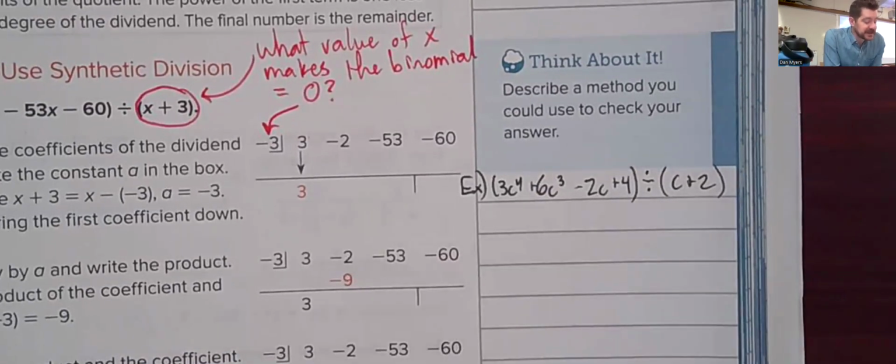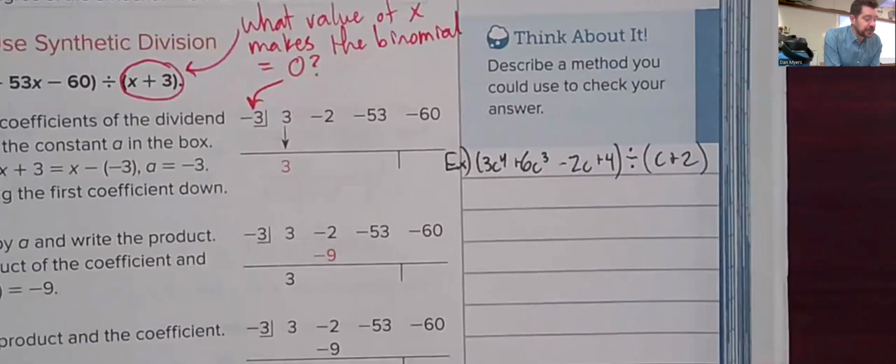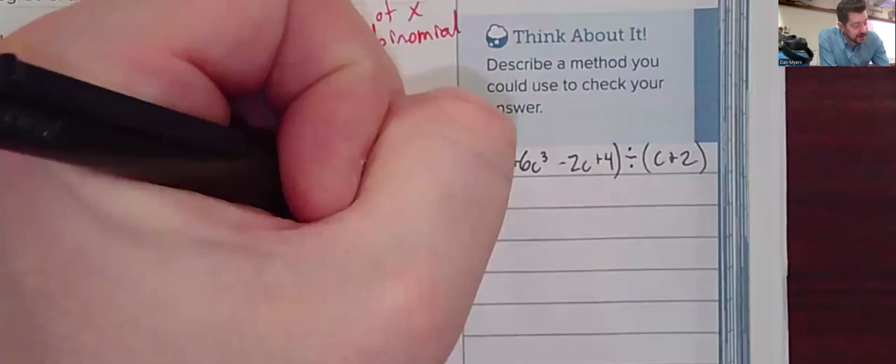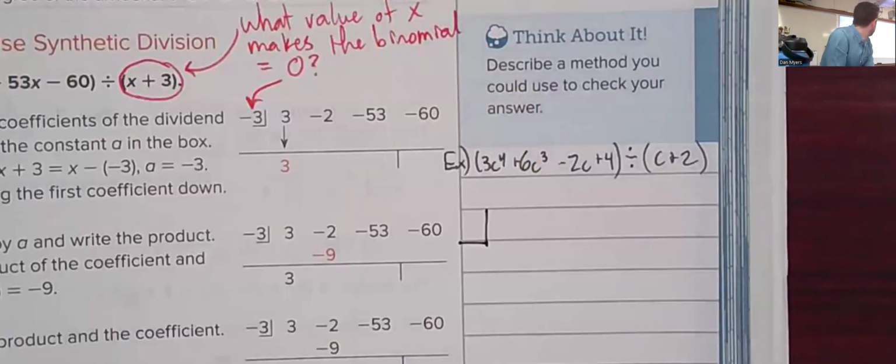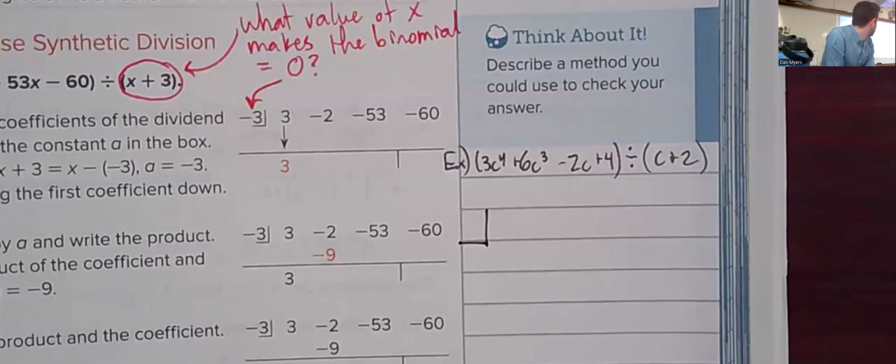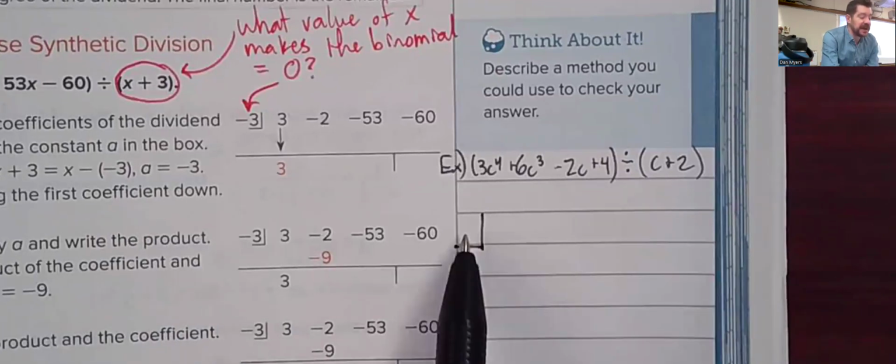All right, so let's get this thing set up. The first thing that I usually do is I'll start off by putting a little box here. And then I'll place the value that needs to go in here based on the divisor.